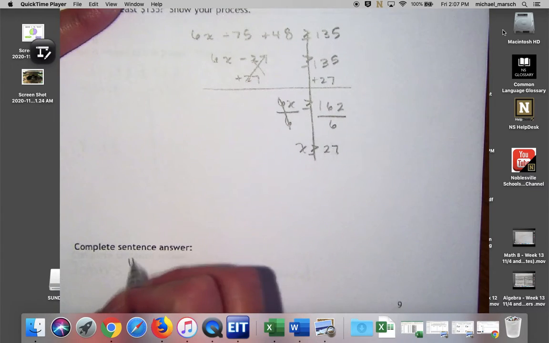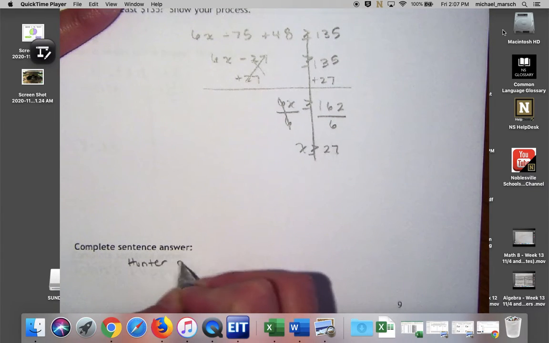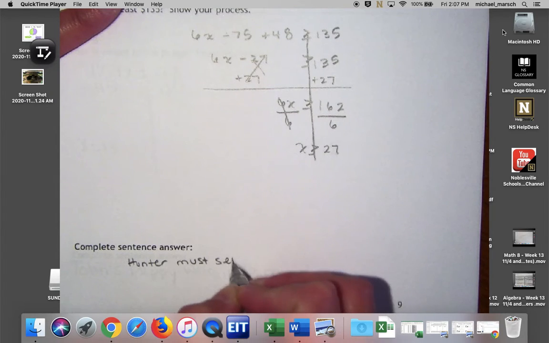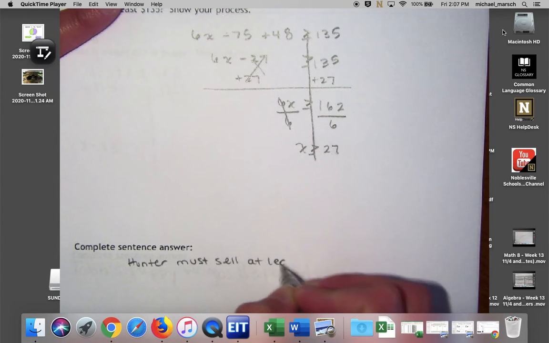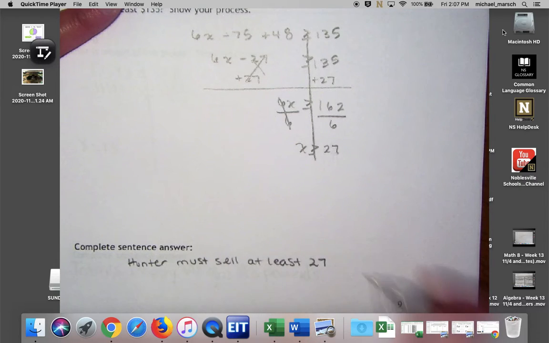Okay, so Hunter must sell at least 27 additional bird feeders.